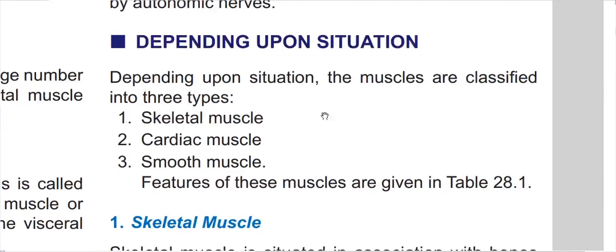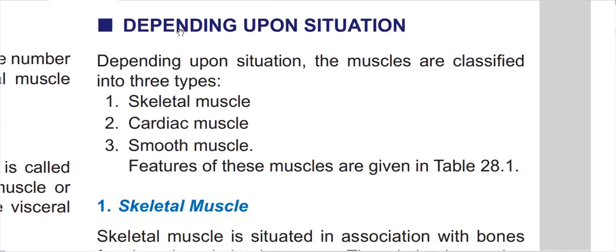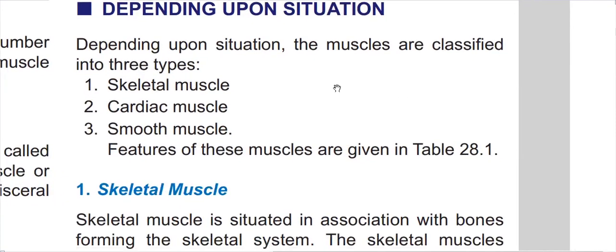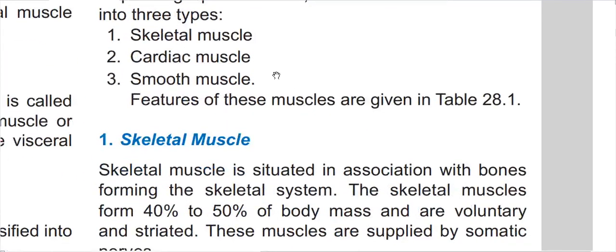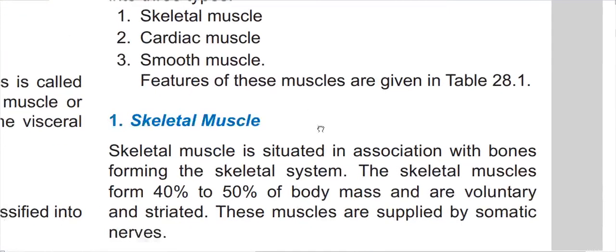The other type of classification is depending upon the situation. Situation means where the muscle is present. Depending upon the situation, muscles are classified into three types: skeletal muscle, cardiac muscle, and smooth muscle. Skeletal muscles are the muscles present along with our bony structure, the skeletal system. Cardiac muscles are the muscles present in our heart, and smooth muscles are the muscles present in the body viscera.